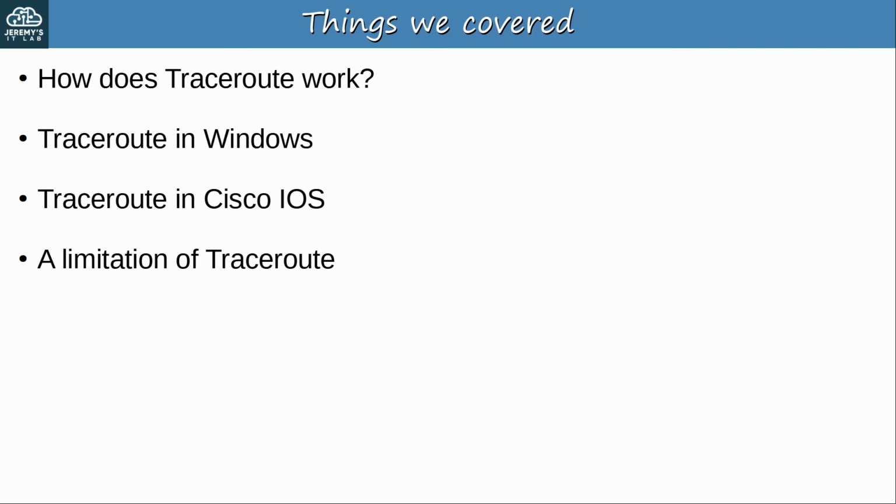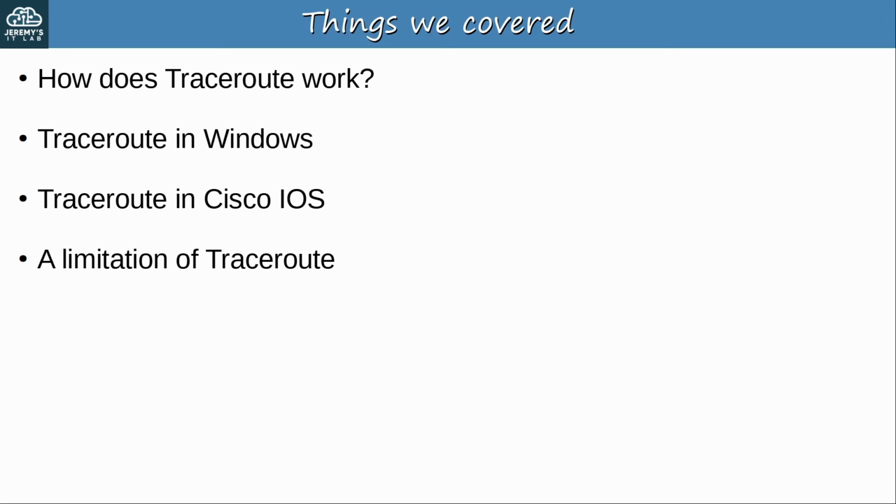Here's what we covered in this video. I briefly introduced Traceroute, and we looked at how it works in Windows and Cisco IOS. Windows devices use ICMP echo request messages, and Cisco IOS and other operating systems use UDP segments. Finally, we looked at an interesting limitation that might cause Traceroute to give inaccurate results. Okay, now let's move on to the quiz.